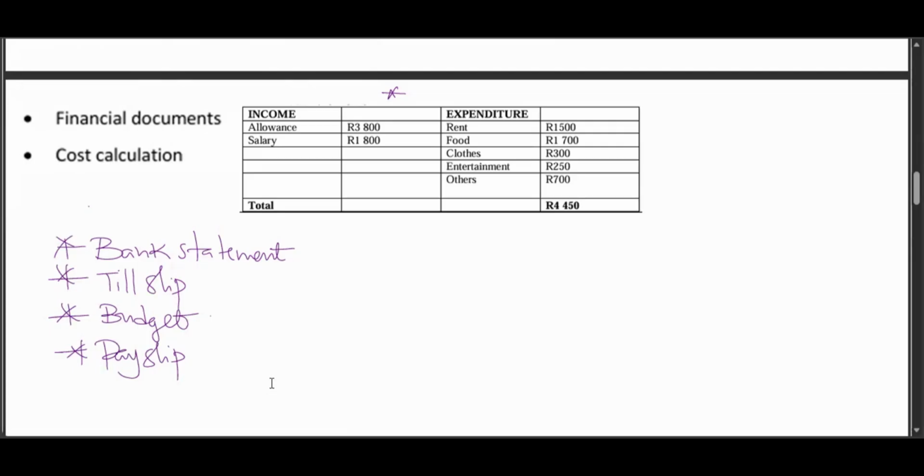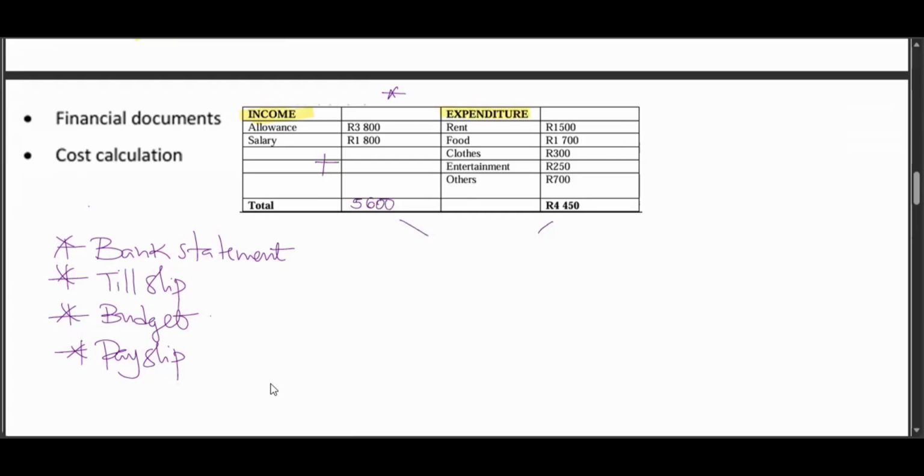Let me see. If it comes like this, you have income and expenses. This could be a budget. Then they ask for the total. All you have to do is add these values here. This is approximately 5,600. You see, this is a balanced budget. Why? The expenses are less than the income.